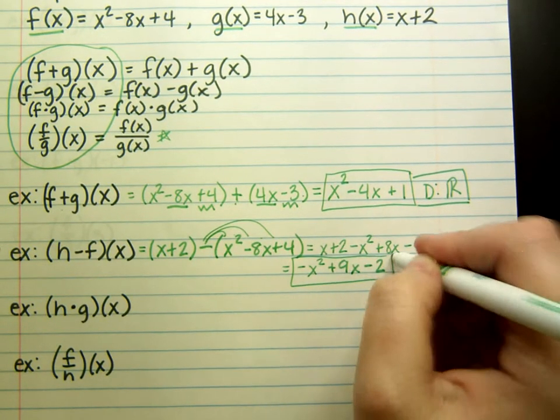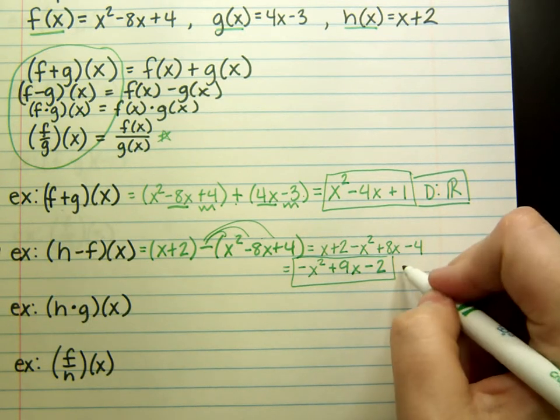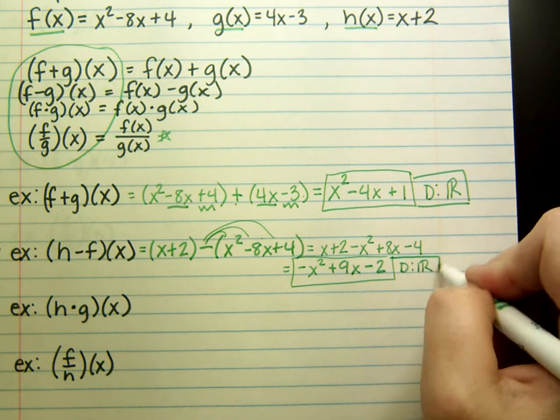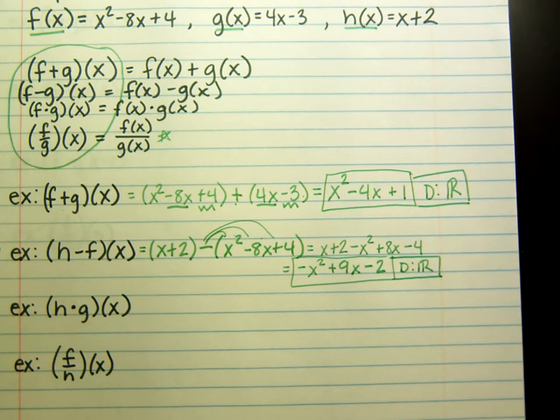Now, just like the previous one, this is a quadratic function, which is a parabola, and there is no restriction in the domain. You're going to have all x's giving you a y value.